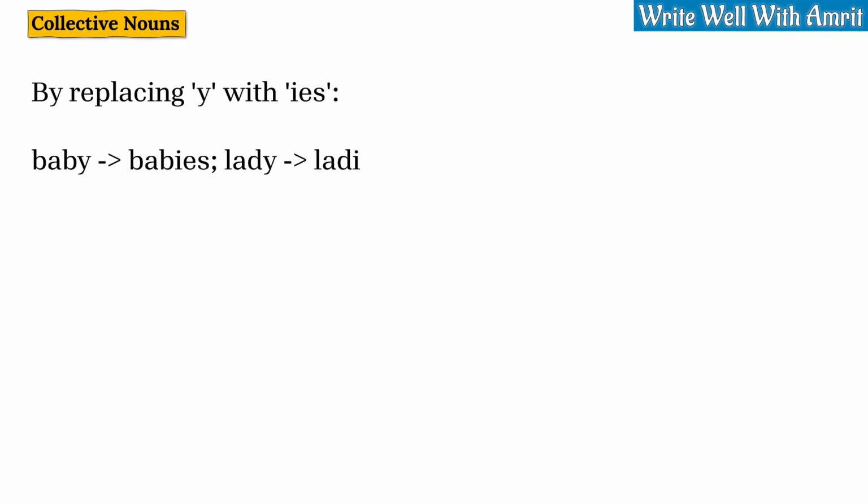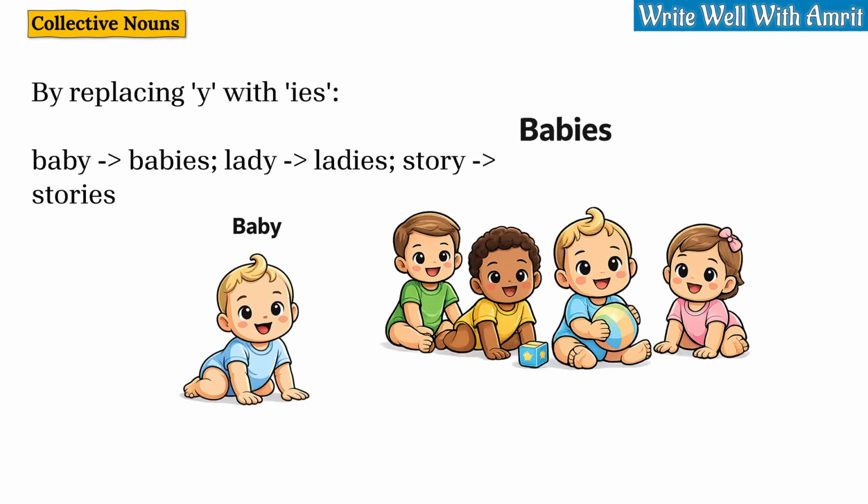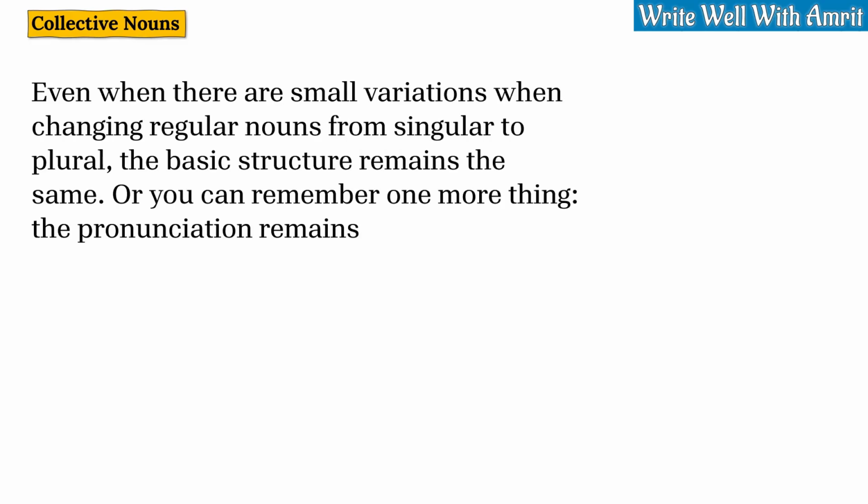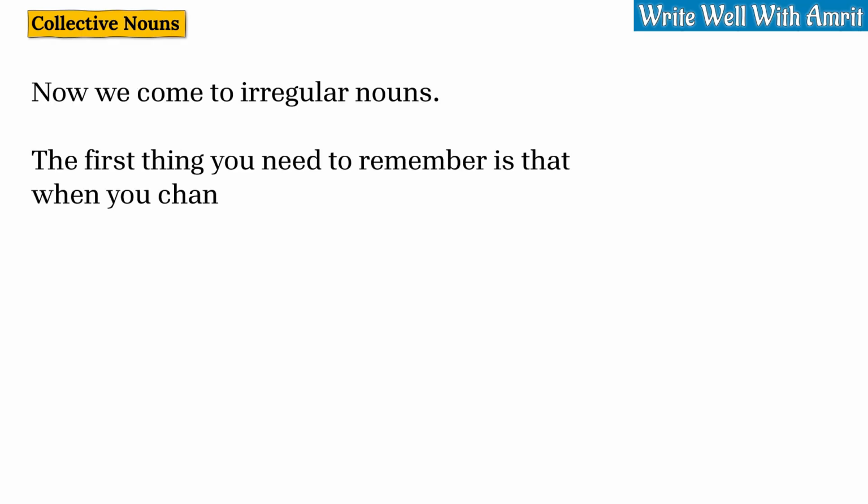By replacing y with ies, baby becomes babies, lady becomes ladies, story becomes stories. Even when there are small variations when changing regular nouns from singular to plural, the basic structure remains the same. Or you can remember one more thing, the pronunciation remains the same. Now we come to irregular nouns.